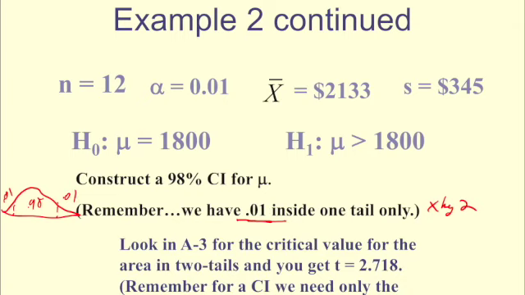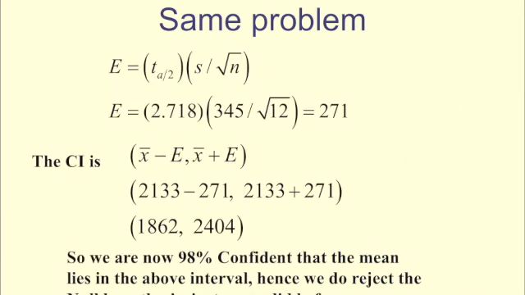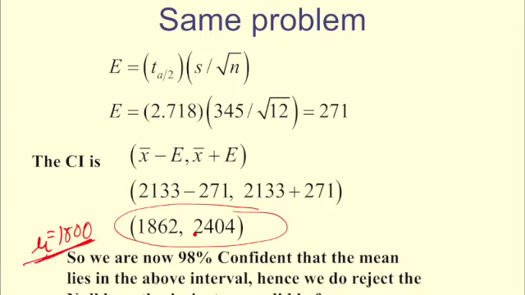So we would look for the critical value for an area in two tails, and we would get 2.718. Remember, we only need a positive value for the confidence interval. I would go ahead and calculate my error bound, okay? So now I'm 98% confident that the true population mean lies within the above interval. Hence, we do continue to reject the null hypothesis just as before, because the true population mean of 1,800 is not in this interval. And if you have any questions about how to calculate confidence intervals, you're going to want to take a peek at the Chapter 7 videos.